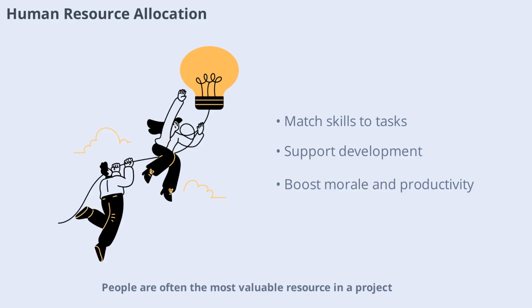People are often the most valuable resource in a project. Allocating human resources involves matching skills to tasks, considering availability, and supporting professional development. Recognizing individual strengths and providing opportunities for growth can boost morale and productivity.